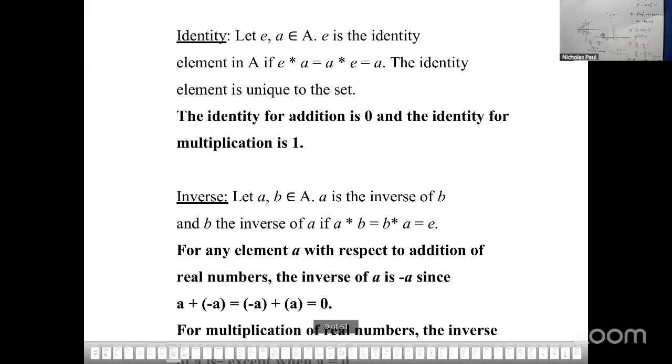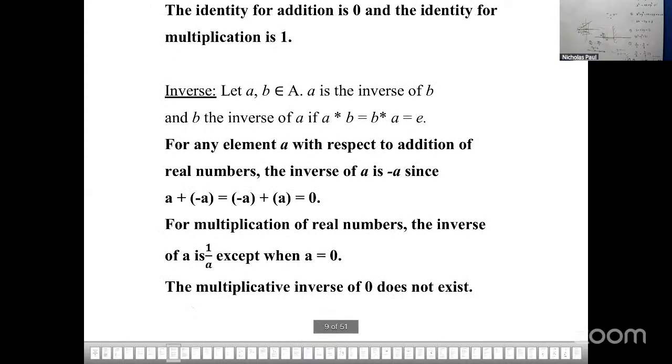The identity for addition is 0. The identity for multiplication is 1. Inverse always gives you back the identity. The inverse for addition is what? Minus A, right? What's the inverse of multiplication? 1 on A. That's okay.